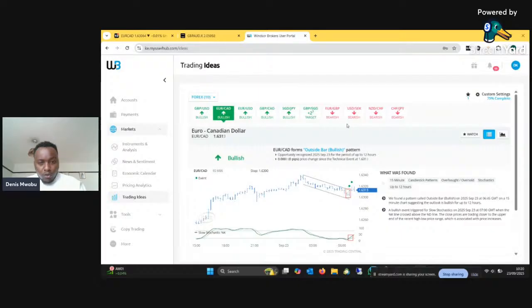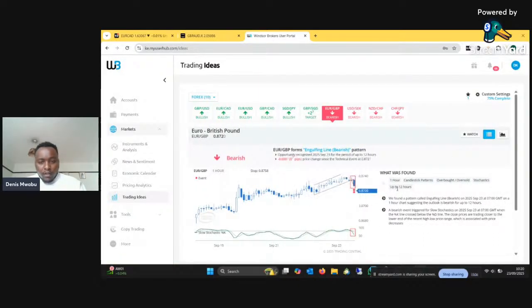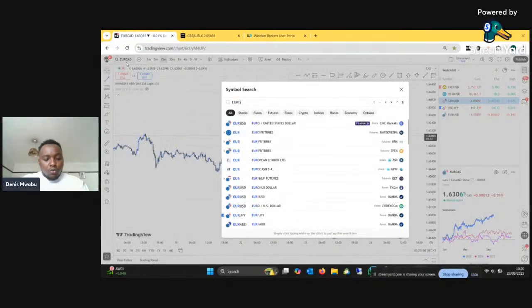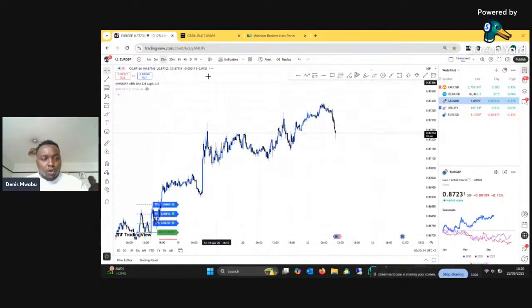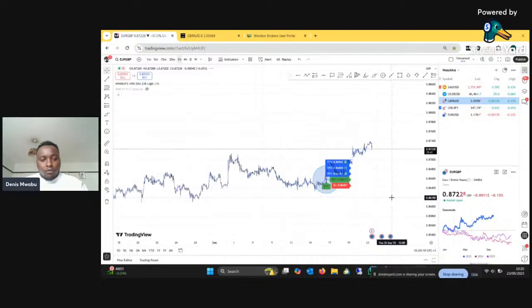If you take a look at Euro GBP on the 1 hour time frame, that is how we will be trading on Euro GBP. It is giving us a sell, so we'll have to confirm.